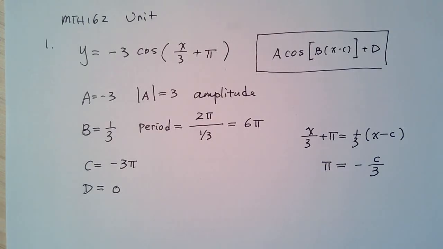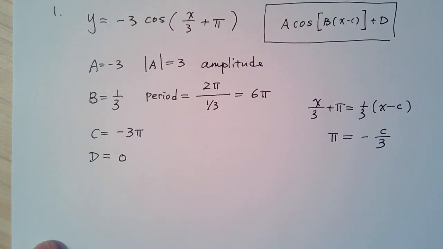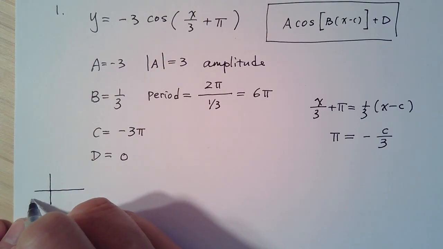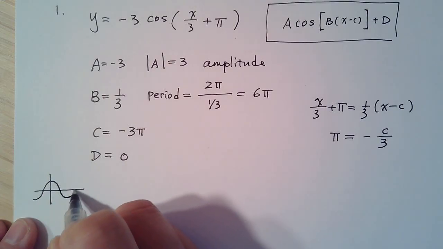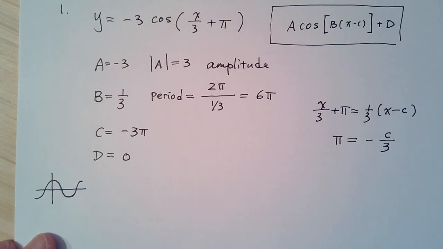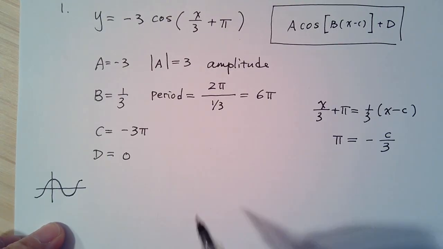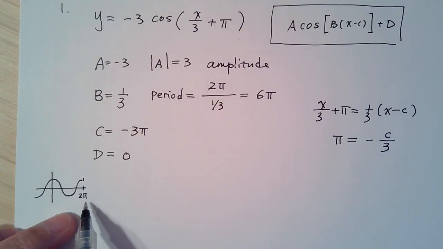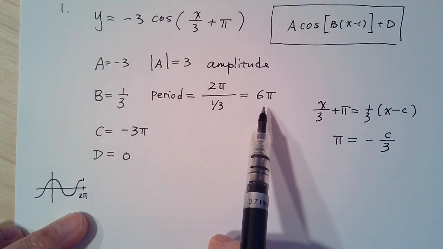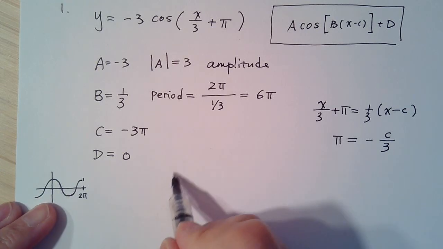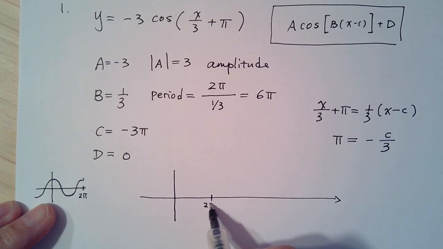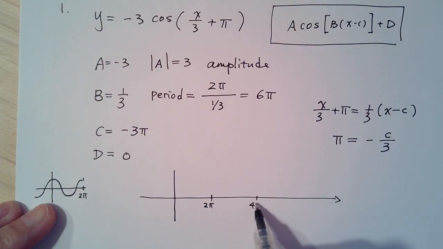All right, now I'm going to graph. Because I know a, b, c, d, I'm going to graph. Now let me give you a quick little reminder of the parent function, which should look like this. Isn't it? Okay. So in that part here is 2 pi. This period is 2 pi. But right now, my period is 6 pi. So I'm going to extend that from 2 pi, 4 pi, and 6 pi.